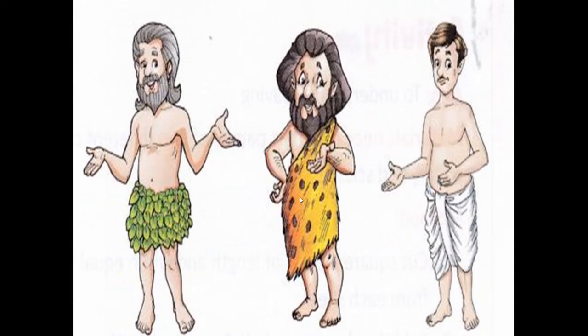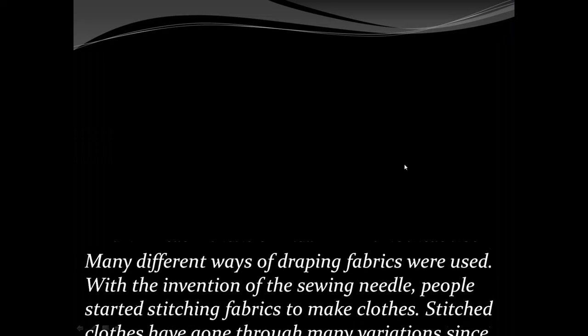Look at this given image, how man improved in the usage of fabric. First, he used to cover his body using twigs and leaves. Then he started wrapping his body using animal skin. And finally, with the invention of needles and sewing machines, he started using fabric.